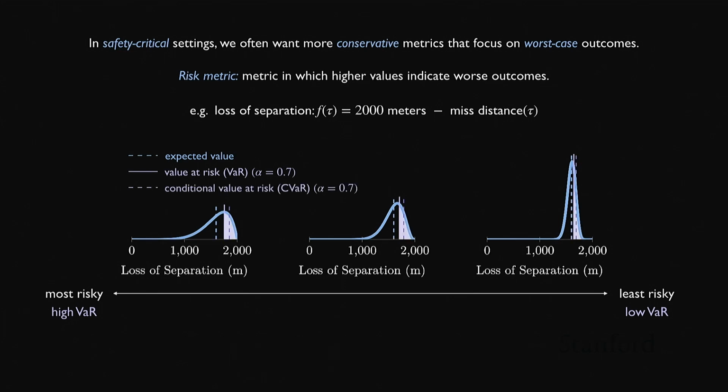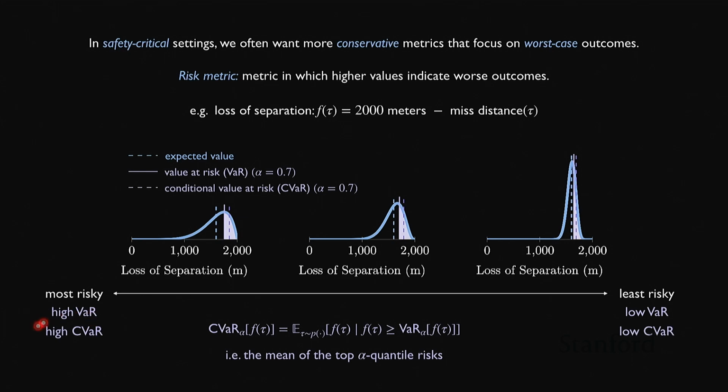Another metric we can use is called the conditional value at risk, or the CVAR. It also comes with a parameter that we call alpha. And I don't want to get too bogged down by this equation here. It's basically just the average of all of the risk values that are above the VAR. So it's just taking the expectation of all of the values that are above the VAR. So in a similar way, it's the mean of the top alpha quantile of risks. And so this would represent a high CVAR, and a lower, least risky scenario would represent a low CVAR.